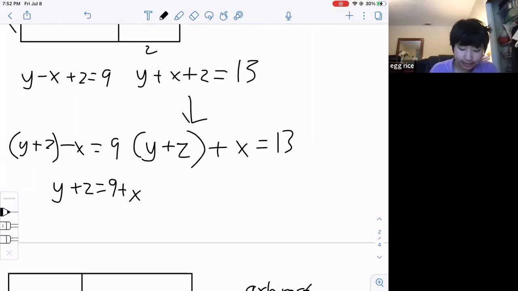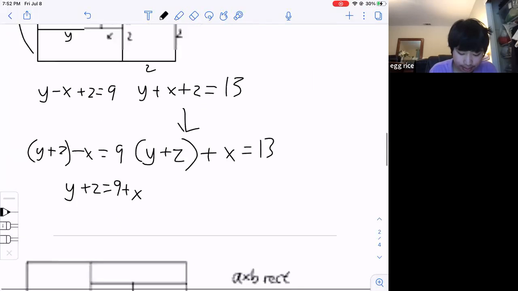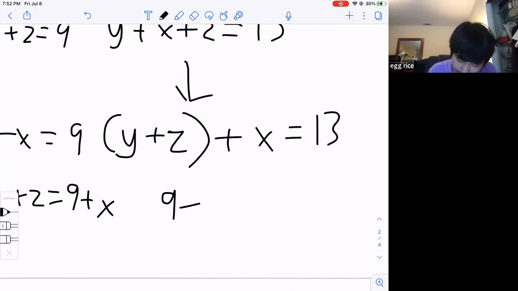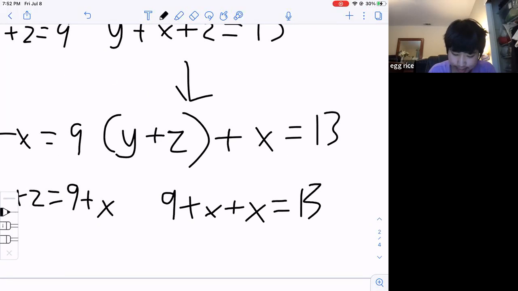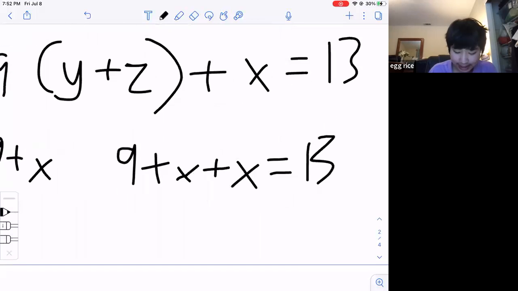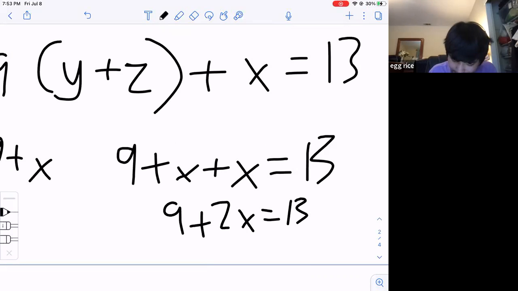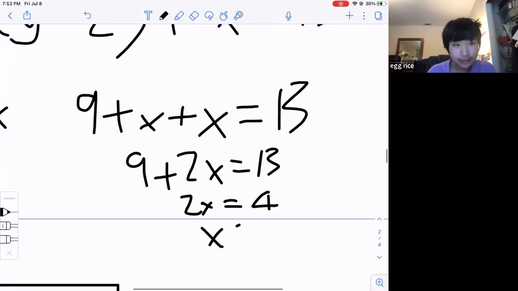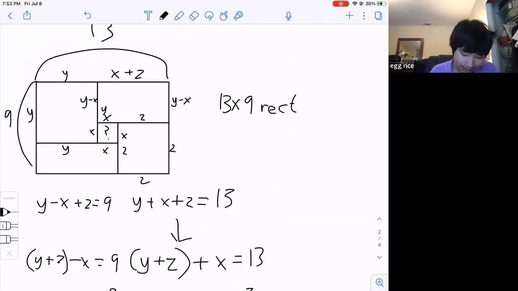But now that we have this information, we can just plug this into here, which is 9 plus x equals 13. And we can do this because we saw that this equals this. Thus we can just put this in here, add x, and that gets 13, which means that 9 plus 2x equals 13, and therefore 2x equals 13 minus 9, which is 4, and x equals 2, which is what Neo figured out.